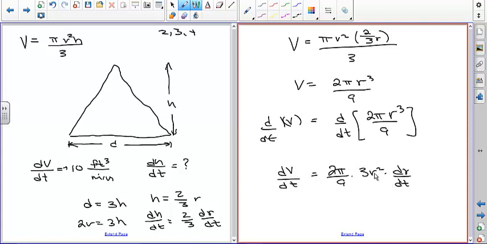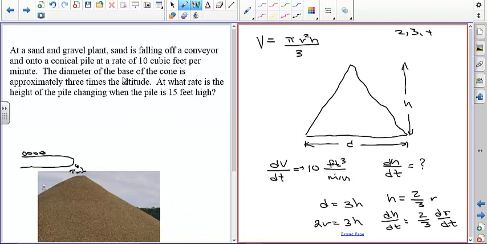So you can see now I can calculate what they're asking for. Well, they're actually asking for dh/dt. I'm going to calculate dr/dt once I know that. This is the thing we're asked to solve for. So we know what dv/dt is. That's 10 cubic feet per minute. I wrote that down here. And it says, at what rate is the height of the pile changing when the pile is 15 feet high?